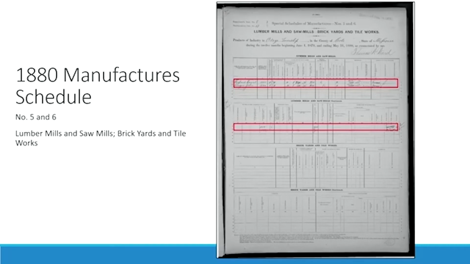So this is an example of the 1880 manufacturing schedule for Cole County for schedules number 5 and 6, which is lumber mills and sawmills, which is the top half of the schedule, and brickyards and tile works. So Osage Township in 1880 had 2 lumber mills or sawmills and no brickyards or tile works based on this schedule.